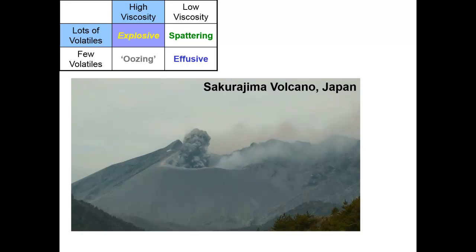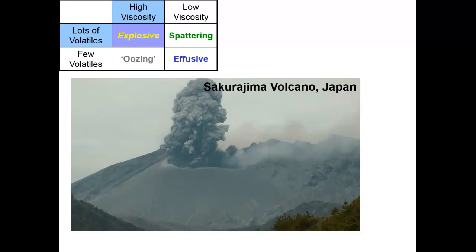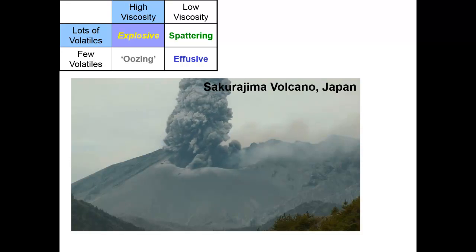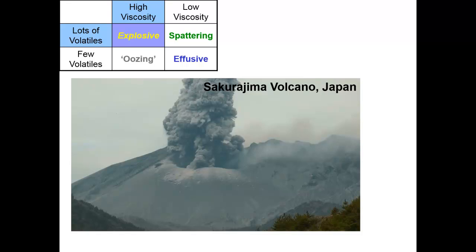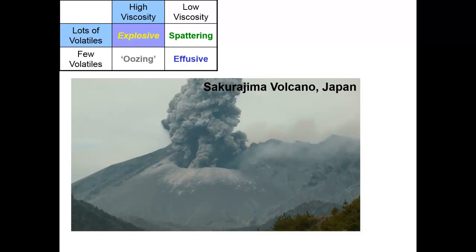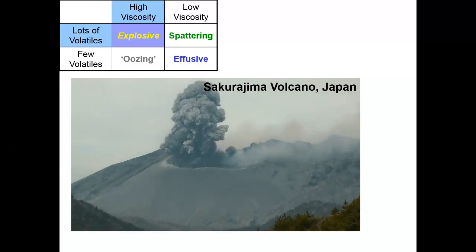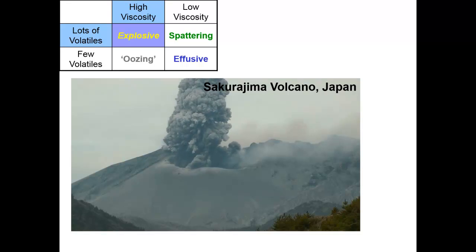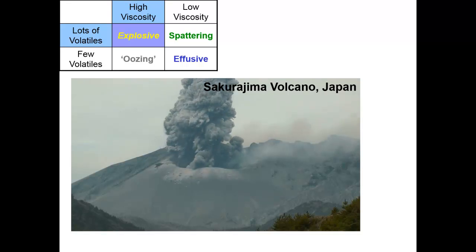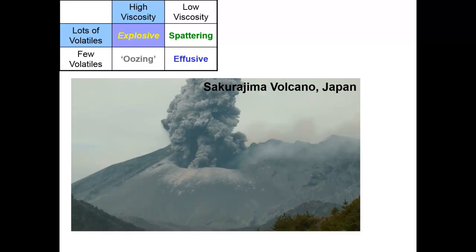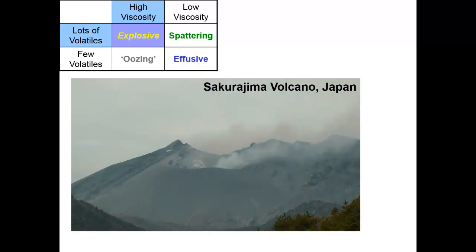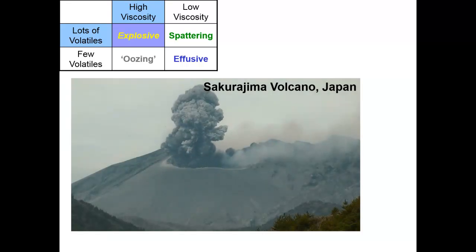The most dangerous combination is a high viscosity and a high volatile content, which gives rise to explosive volcanoes like this volcano here, Sakurajima in Japan. Remember, what happens is that as the magma ascends, bubbles form, and as these bubbles form, they try to escape and try to expand, but they can't. So instead, they basically become locked into the magma and eventually blast their way out of the magma when it gets near the surface, producing an explosive eruption.